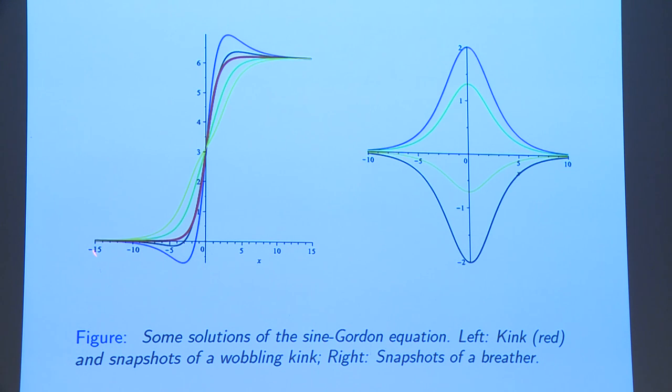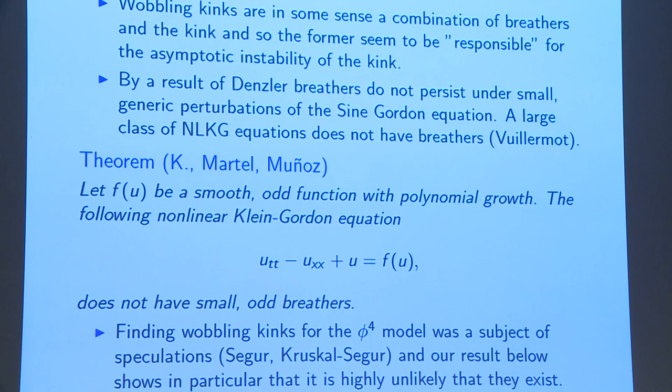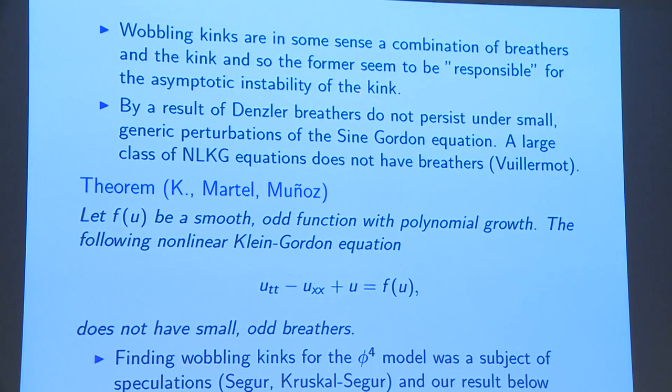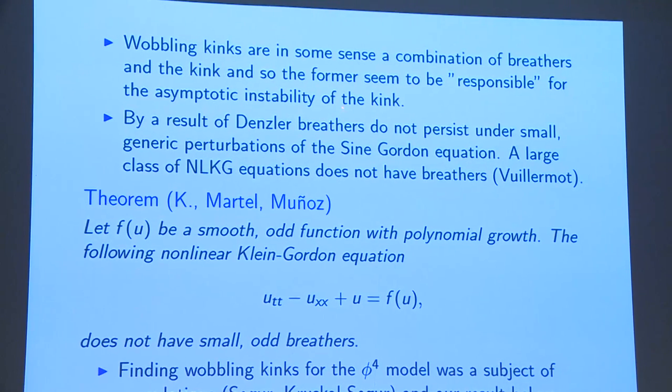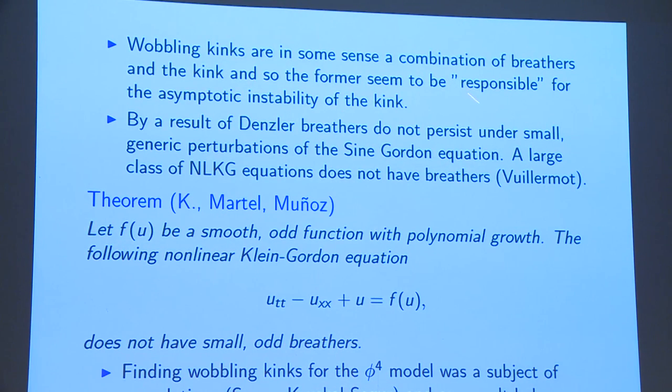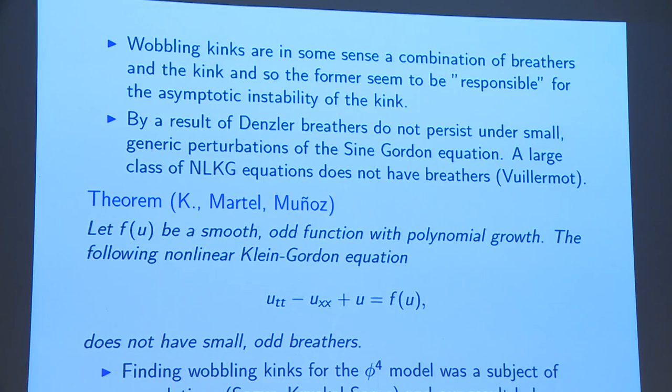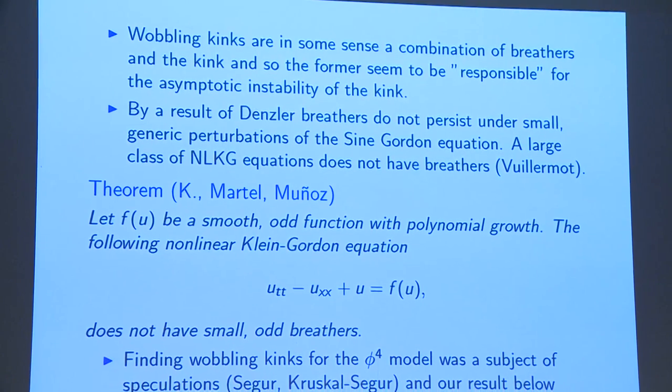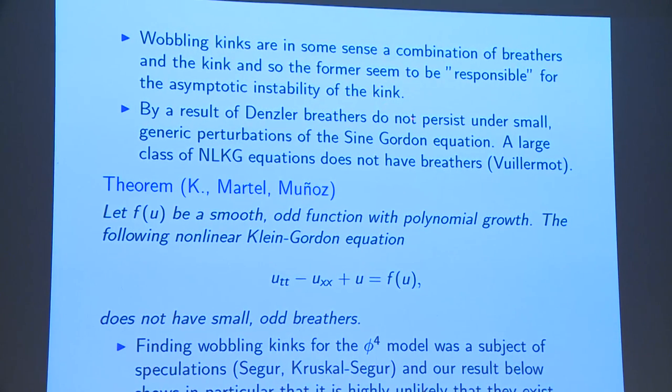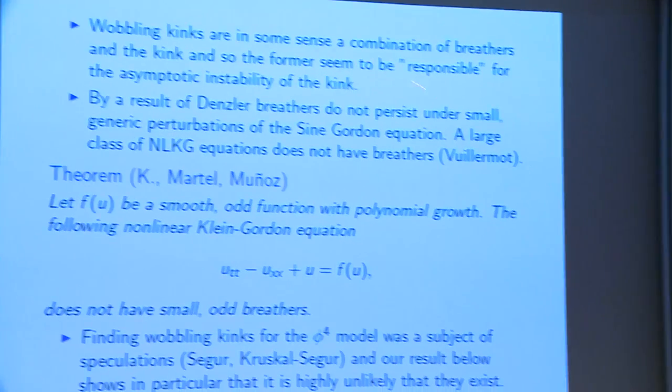State of Klein-Gordon, okay? A breather oscillates here and here. Somehow you can think of a wobbling kink as a combination. It's not quite a superposition, you cannot say that, but it's a kind of combination of a kink and a breather. And of course, a wobbling kink says that the kink is not asymptotically stable for Klein-Gordon, and then somehow people believe that the breather causes it in some way.